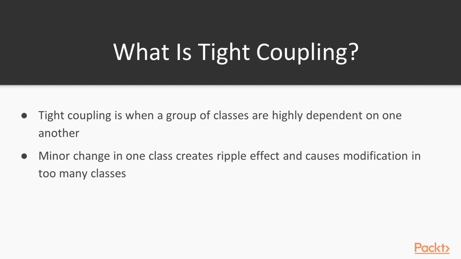Tight coupling is when a group of classes are highly dependent on one another. The scenario arises when a class is not designed to be independent and assumes too many responsibilities, or when one concern is spread over many classes rather than having its own class. The tight coupling between classes creates a ripple effect, which means when one class is changed, it impacts too many other classes. A minor change in one class would need to modify and compile many other classes.